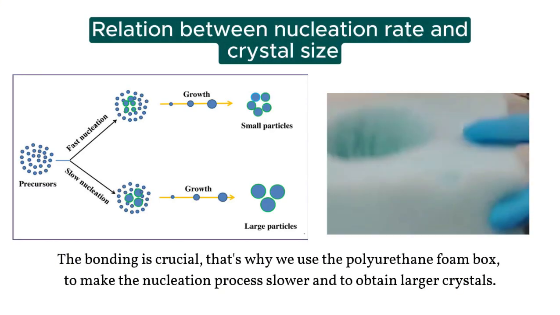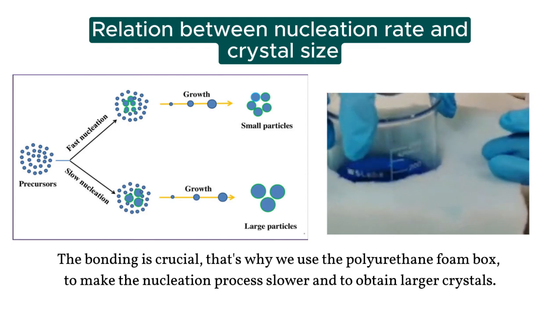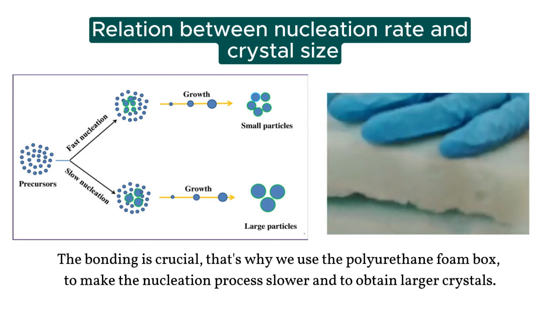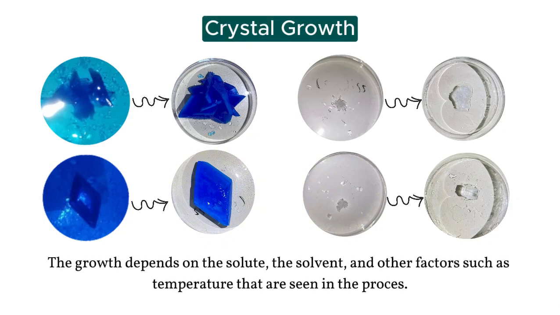The bonding is crucial. That's why we use the polyurethane foam box to make the nucleation process slower and to obtain larger crystals. Crystal growth.